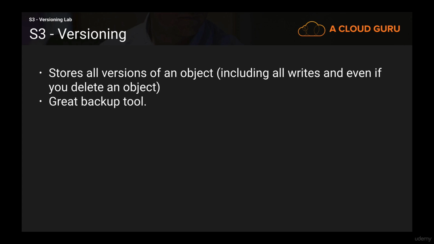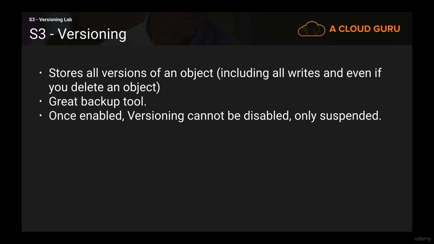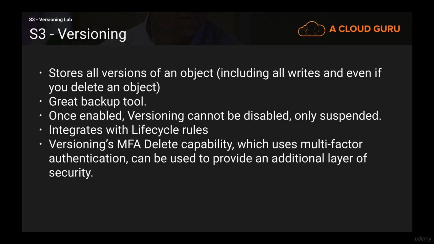S3 versioning is a great backup tool, so when you go in and delete an object from S3, if you've got versioning turned on, it's just placing a delete marker over that object. It's not actually deleting the object itself, so do remember that. So once enabled, versioning cannot be disabled, it can only be suspended. The only way to completely remove versioning is to delete the bucket itself, recreate it, and then put your objects in there.